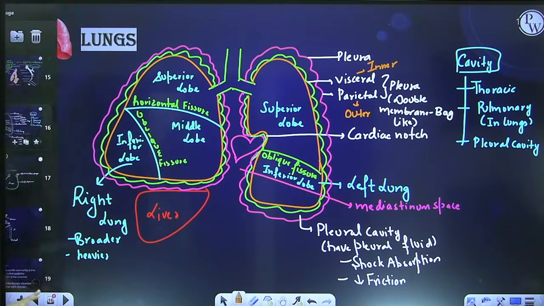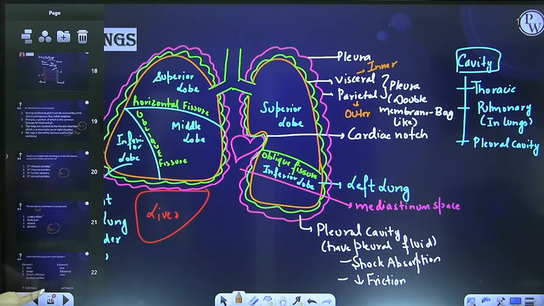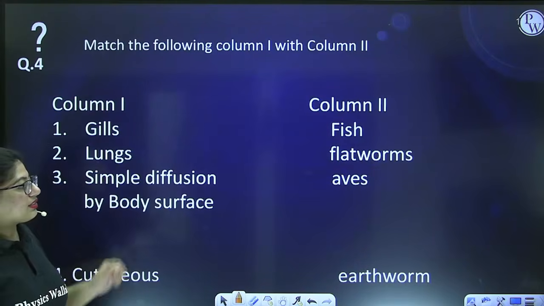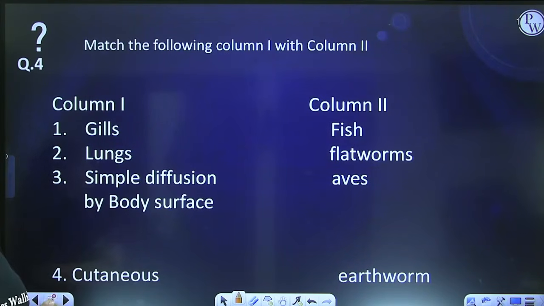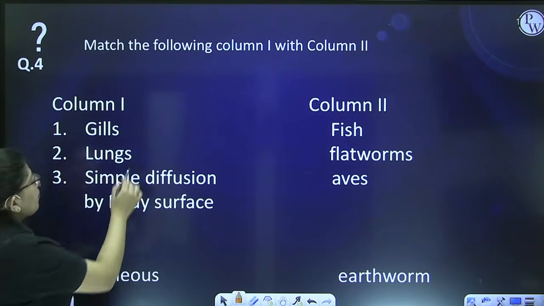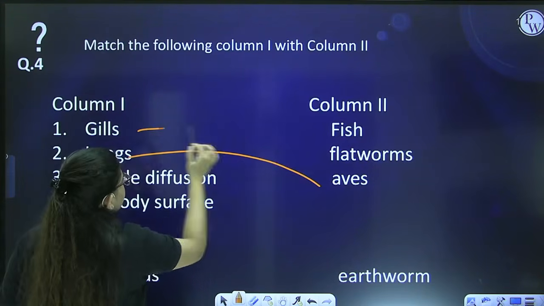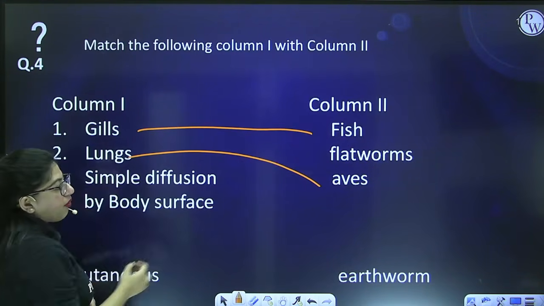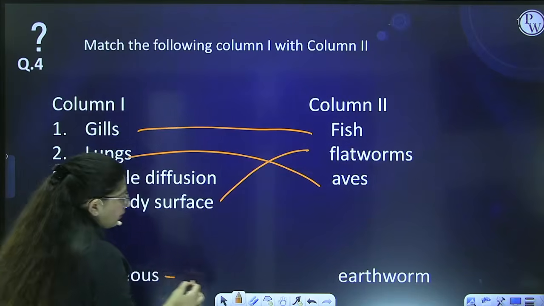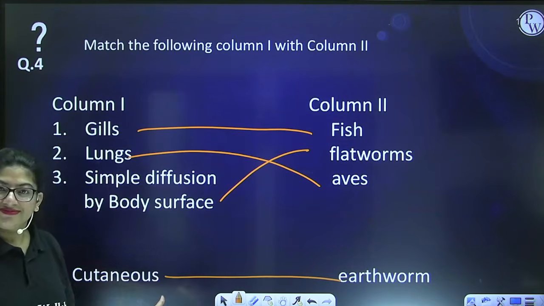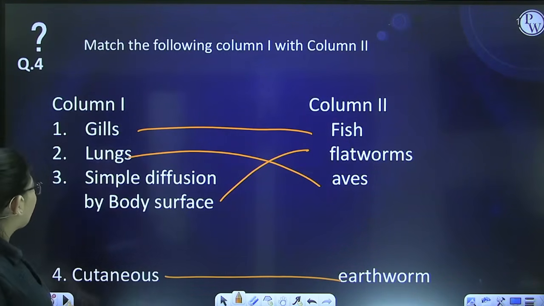Okay, all right. So next question, match the following. Gills. So where do you find gills? You have to match it. Gills are present in the fish. Lungs. Lungs are present in the aves. Okay. Simple diffusion by body surface in the flatworms and cutaneous in the earthworm. Simple, right?